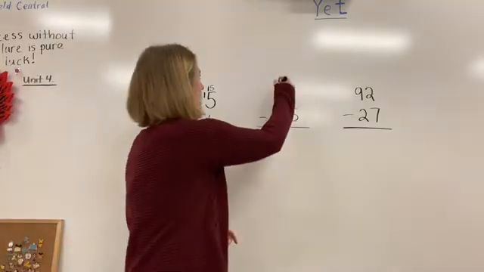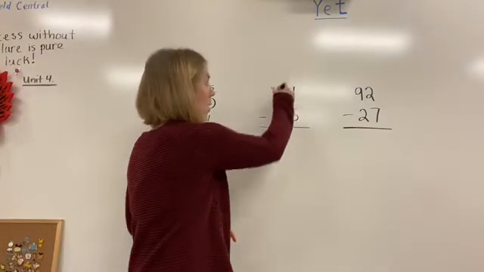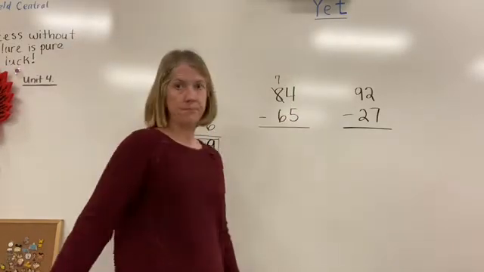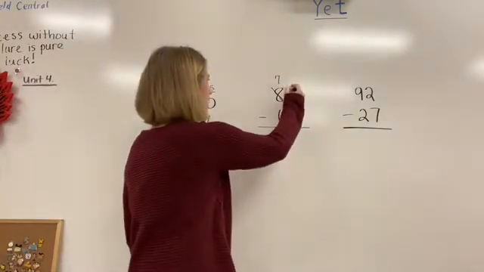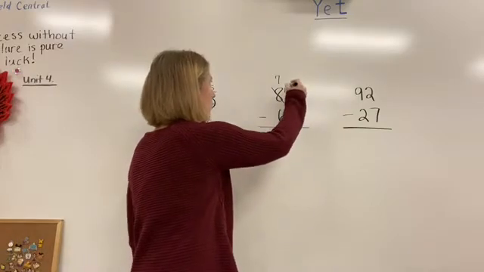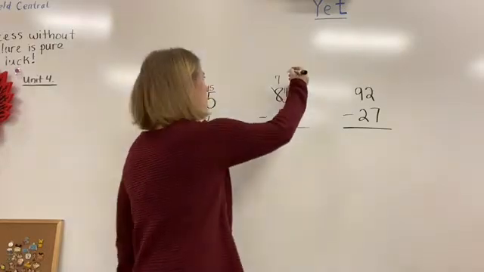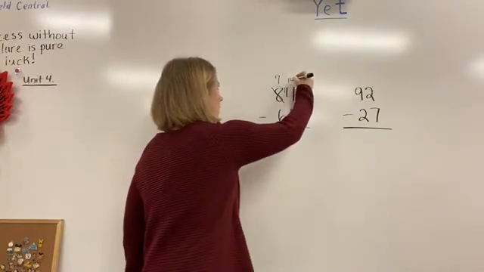So I'm gonna go next door and I'm gonna borrow a 10. So this 8 is gonna become a 7. And now this 4 is a 14. 4 plus the 10 I borrowed, 4 plus 10 is 14. I can even write it up here if I want.